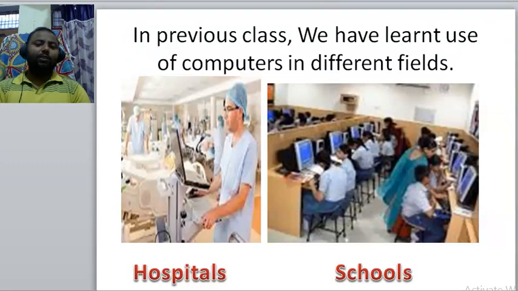In the previous class we learned about the use of computers in different fields. Can you name such fields? Just like we use computers in schools, hospitals, offices, shopping malls, shops, railway stations, airports, and many other places. At home we use a computer. So a computer is used in almost every field.